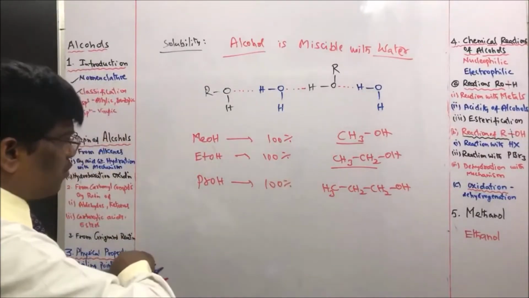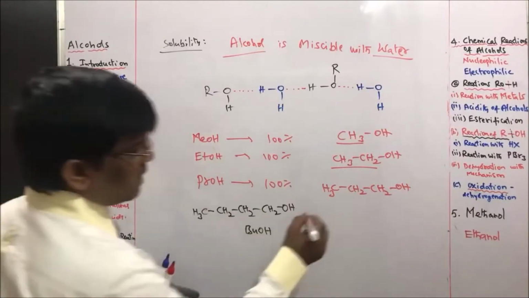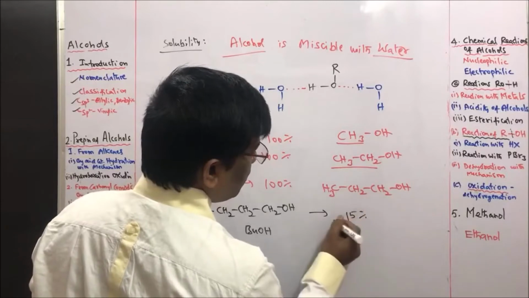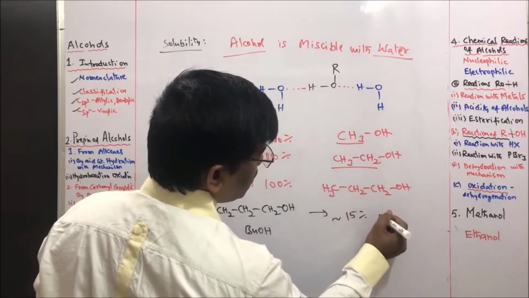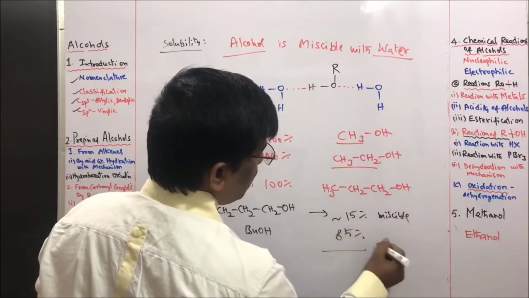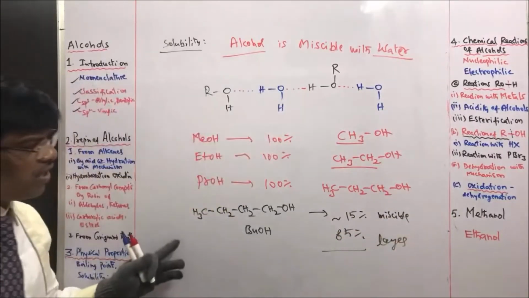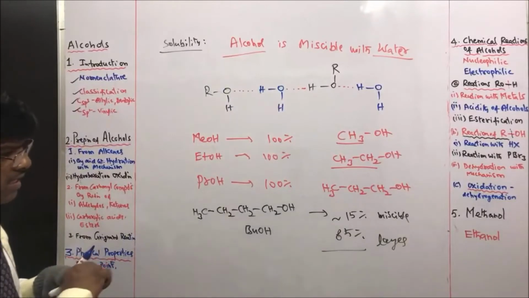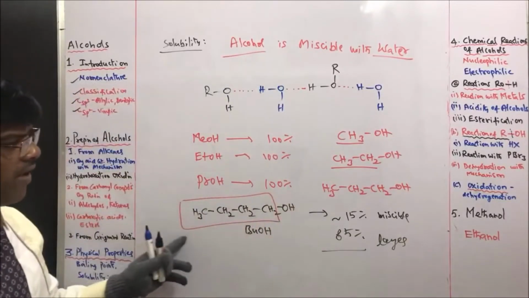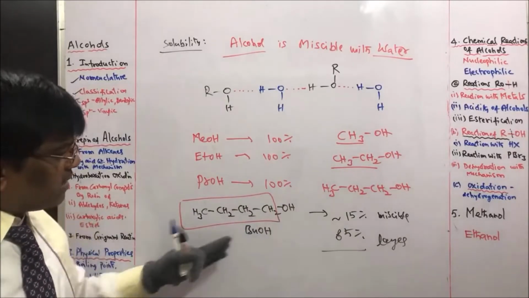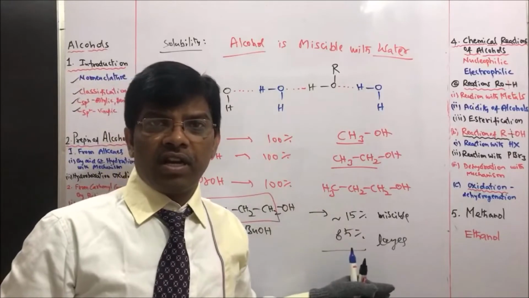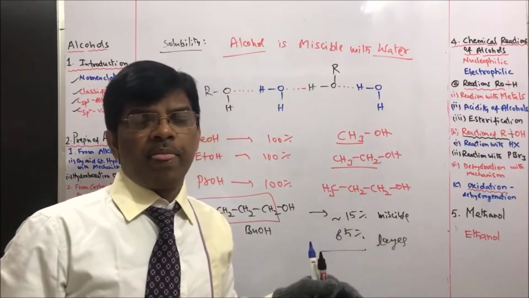And when it comes to butanol, it is largely immiscible: around 15% is miscible, whereas about 85% is going to form a layer. So why does this take place? Because of this long chain, the alkyl nature of this aliphatic chain. As the chain length increases, solubility with respect to water decreases.